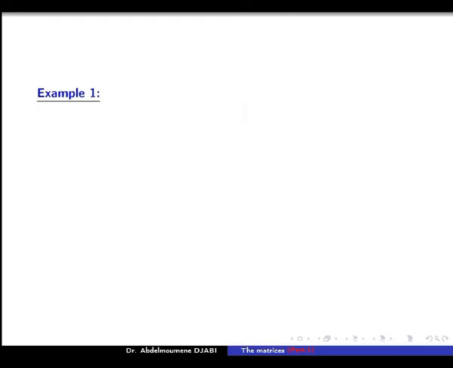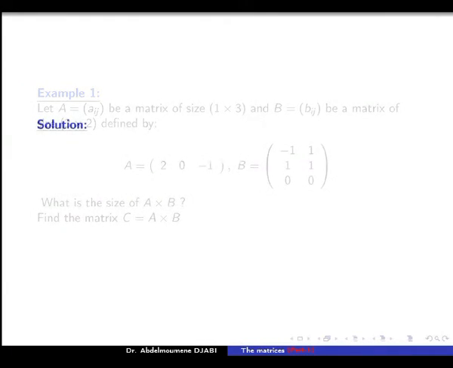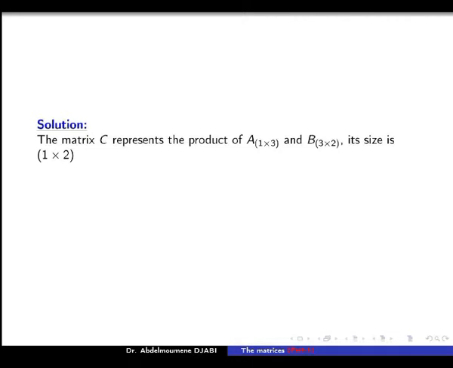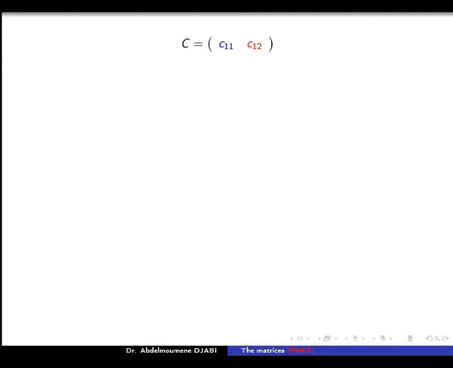So, we want to compute the product A times B. The size of the matrix A is 1 by 3, and the size of B is 3 by 2. So, we can find the product and we will get a matrix 1 by 2: the number of rows of the first and the number of columns of the second. We compute the element of the first row, first column.